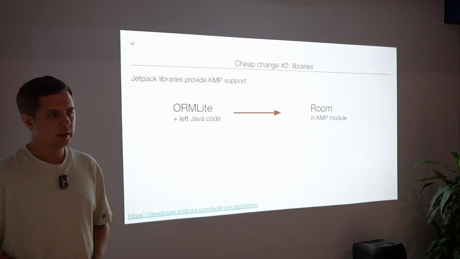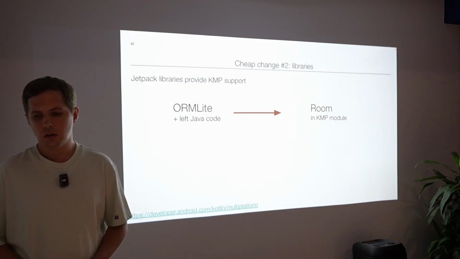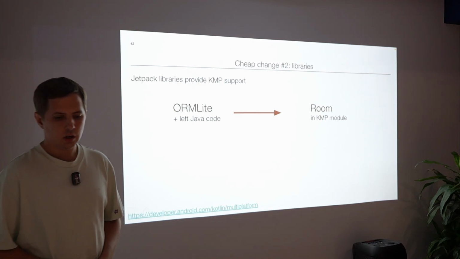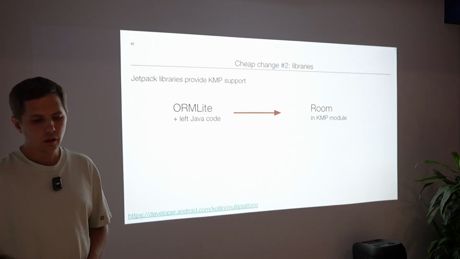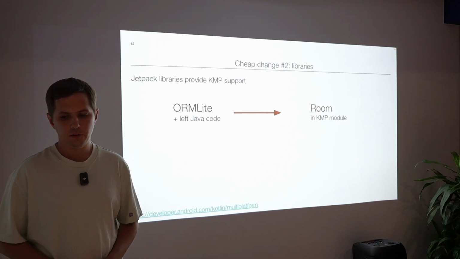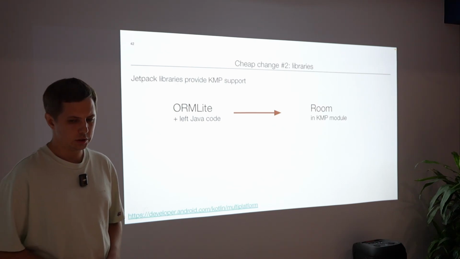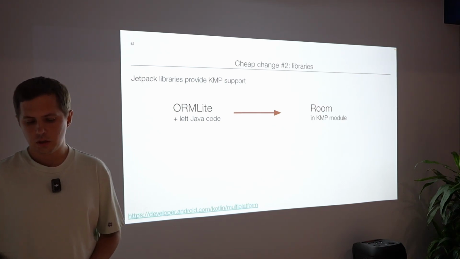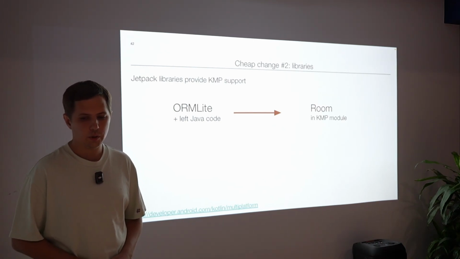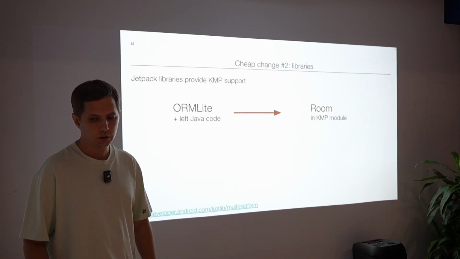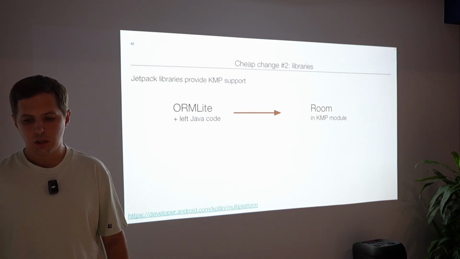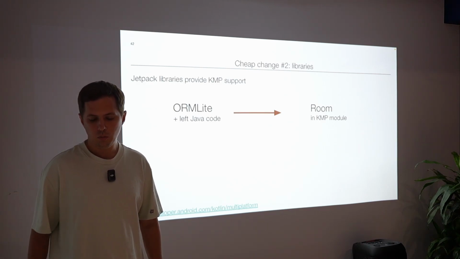Second chip change is related to libraries. While making our code base more modern, we are looking into libraries and whether they have KMP versions. It is easier nowadays because Google Jetpack libraries provide more and more KMP support. And one of these libraries that recently became KMP is Room.